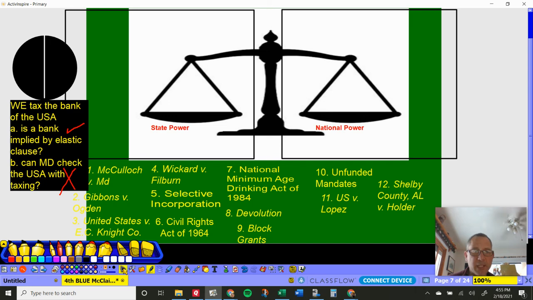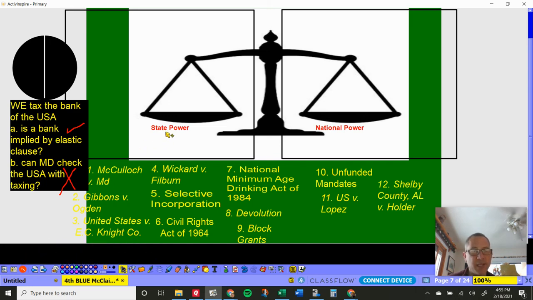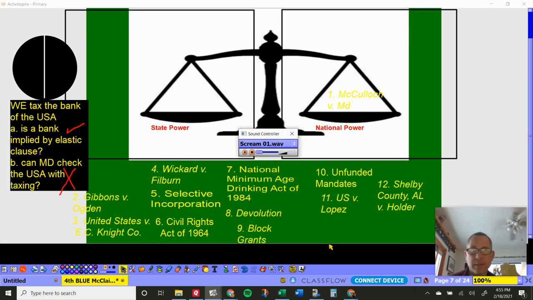So when we get to class and we're playing this game, if you had figured that out, you would say, did that increase state power? Doesn't sound like it. Maryland got a smackdown. Does it increase U.S. power? Oh, yeah, they're allowed to make a bank. And you drag this over here. And you would be rewarded with that sound.